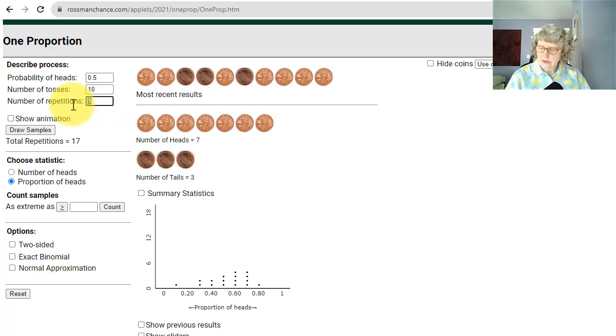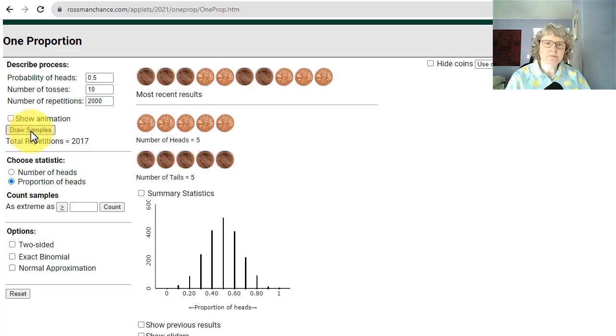Now I'm going to put in 2,000. So I have around 2,000. Slightly more is fine. Okay, so let's look at what we notice. Our probability of heads is 50-50, right? And look at where the center of our distribution is, right at 0.5. So that's what we saw: our mean is equal to p, our proportion of success or whatever we're looking for.